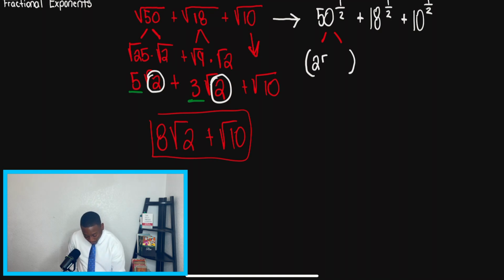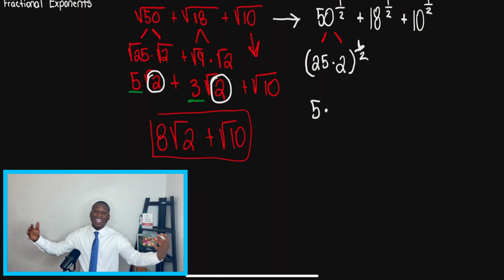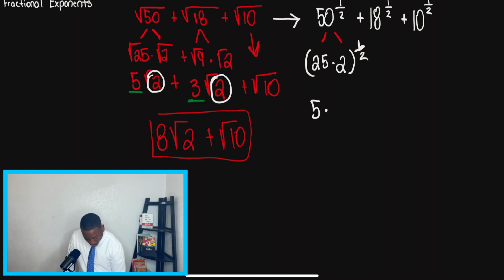So first we start off with parentheses and we put the factors that multiply to give us 50. So we have 25 times 2. And then we put the power on the outside of the parentheses. All right. So we know 25 to the 1/2 just simplifies to 5. Put our multiplication sign in the middle. And we know 2 to the 1/2, the square root of 2, we can't simplify no more. So our first part of the problem is going to be 5 times 2 to the 1/2 power.